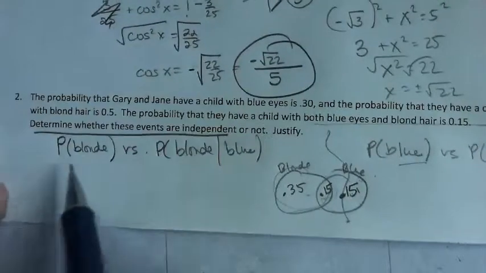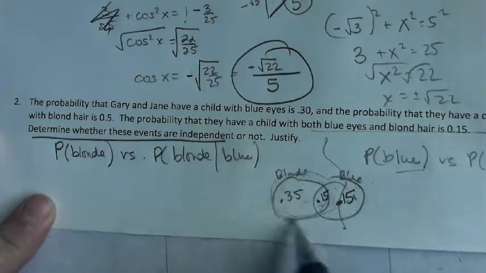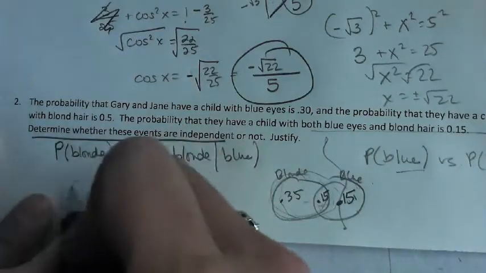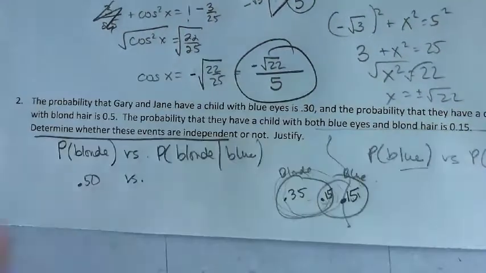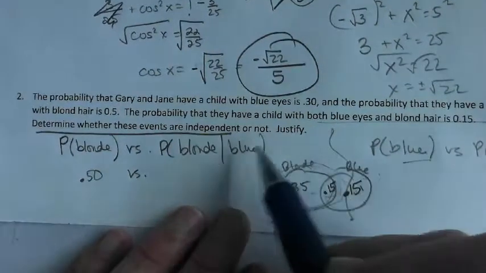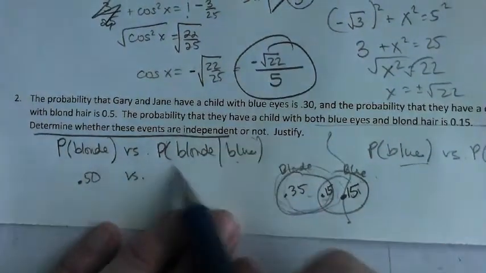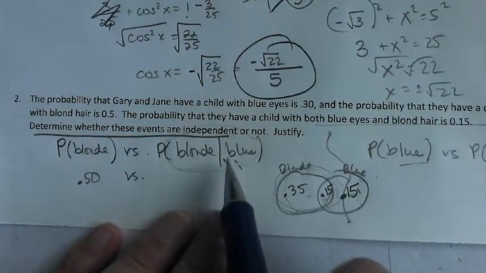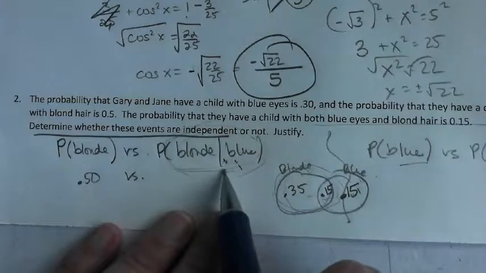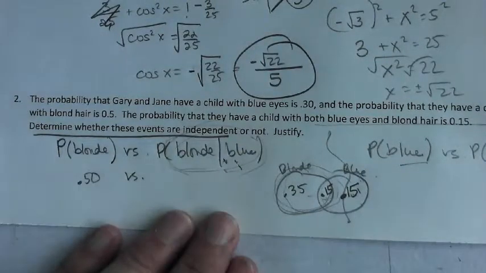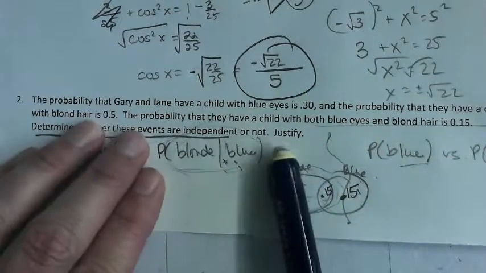So the probability of blonde alone, look at your blonde circle, they told us is 0.50, versus blonde given blue. Given blue, you definitely have to know how to count. I'm 100% sure this is going to come up. It might be as simple as just finding the given probability, or it might be within the independence test, but you're going to have to do given probability.